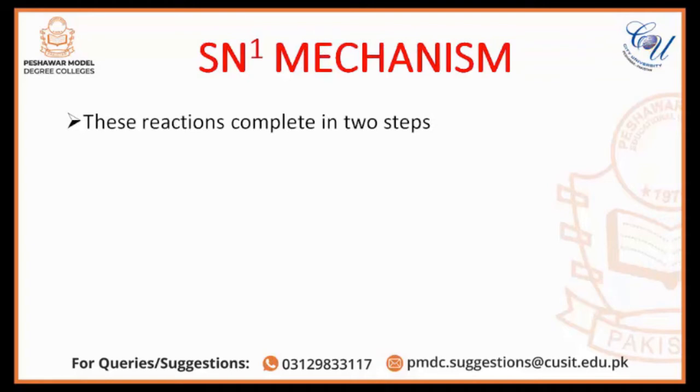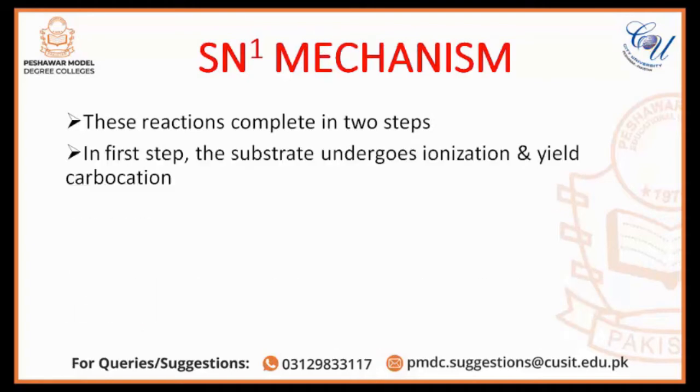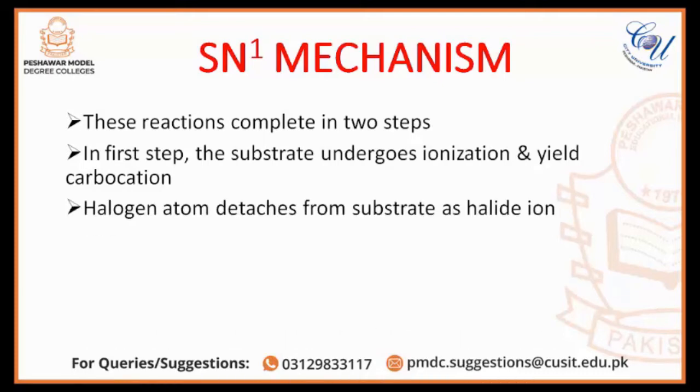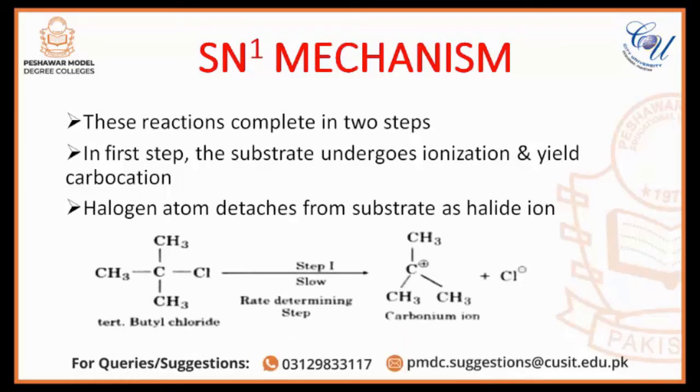These reactions complete in two steps. In the first step, the substrate undergoes ionization and yields carbocation. Halogen atom detaches from substrate as a halide ion. You can see in the example that is tertiary butyl chloride, which is a tertiary alkyl halide, in which the slow step, which is called rate determining step, is the breaking of the chlorine and the carbon bond. So we get halide ion and we are getting carbonium ion, or we call them carbocation.